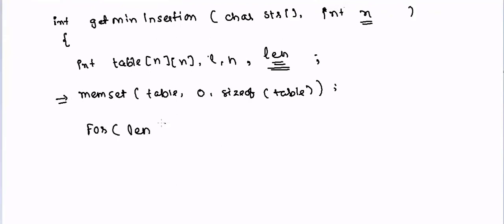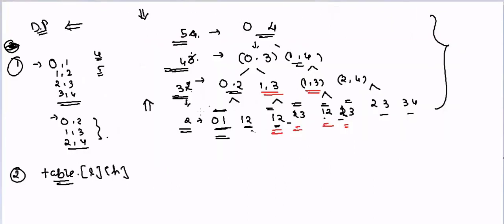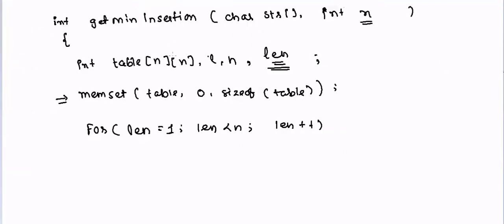We need to start the length from 1, length less than or equal to n, and length plus plus. So that means it will go for 1 length, 2 length, 3 length, 4 length, 5 length.